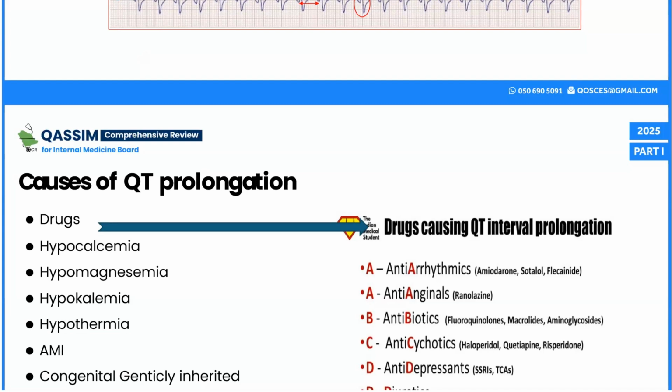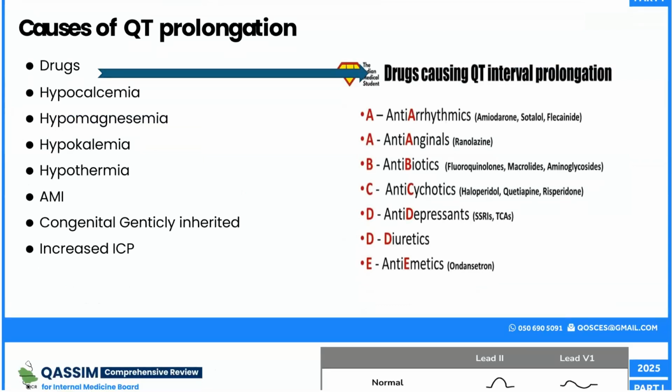Any form of electrolyte imbalance tends to cause acute prolongation, as do hypothermia, genetic inheritance, or any form of increased intracranial pressure. Especially those with massive stroke that result in increased intracranial pressure might have a form of QT prolongation. Okay. Now we talked about all the different intervals and the axis and rate. Now we'll talk about the morphology of different parts of the ECG.